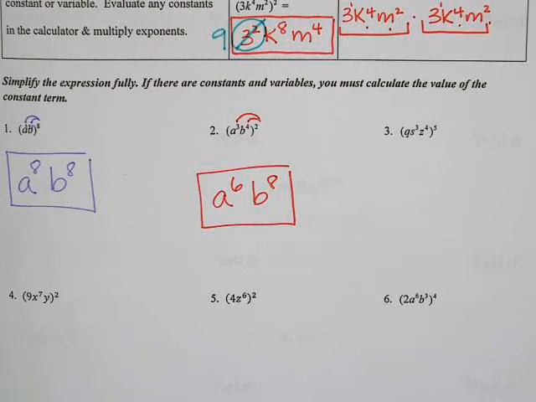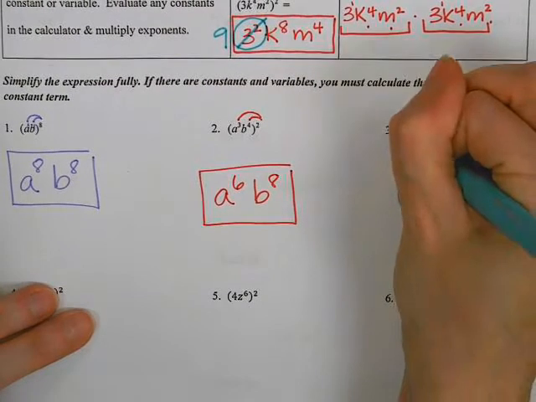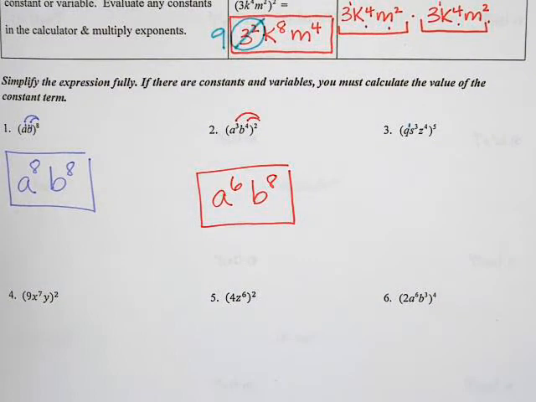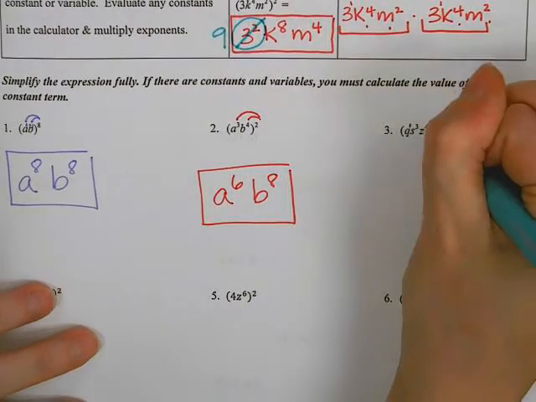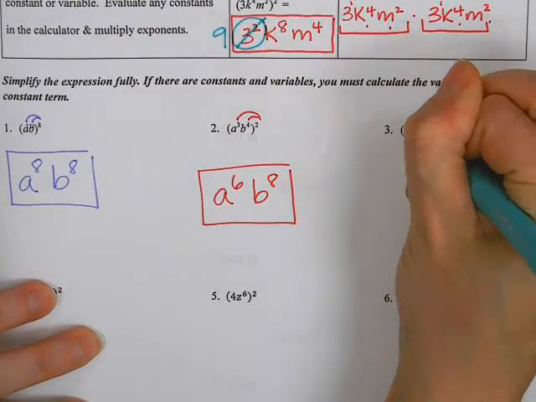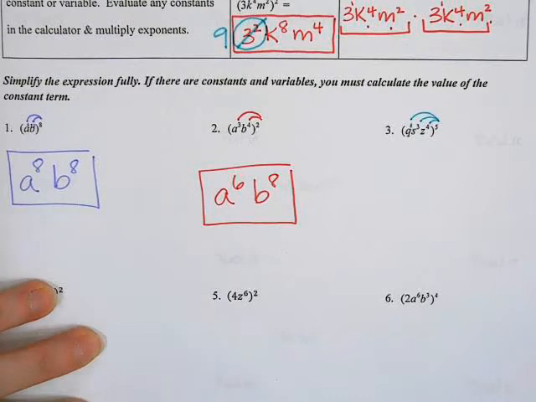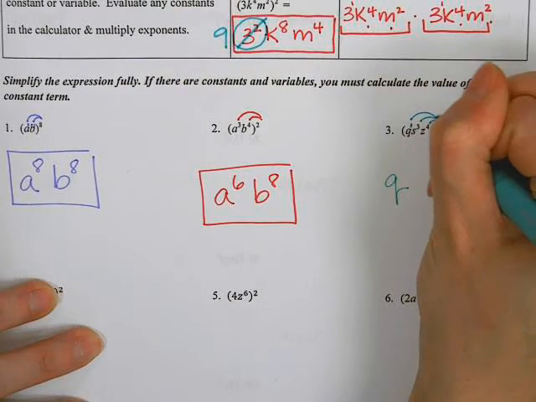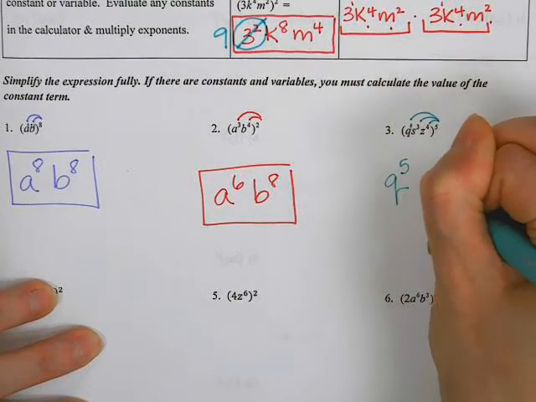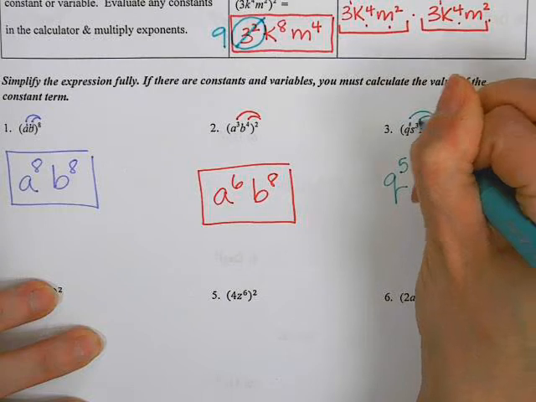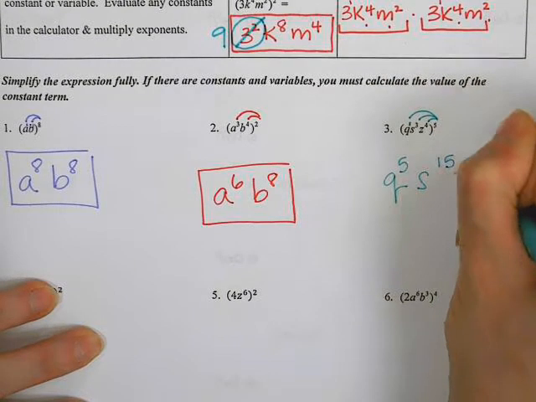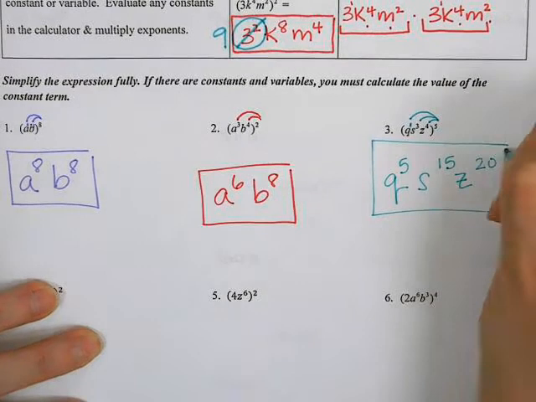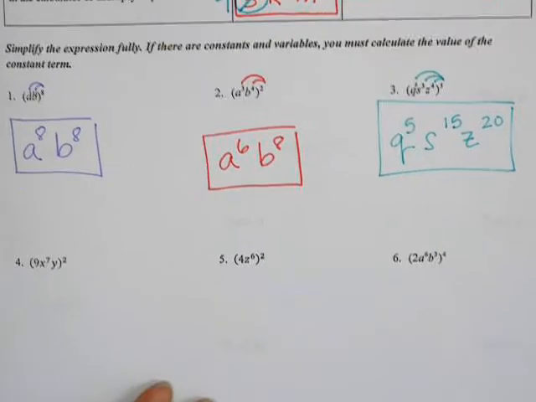All right, let's do 3. First of all, the Q doesn't have a power, so we need to put a secret 1. And now we're ready to go. Distribute to the Q and the S and the Z. All right, power to a power you multiply. Q to the 5, S to the 15, Z to the 20th. Power to a power you multiply.